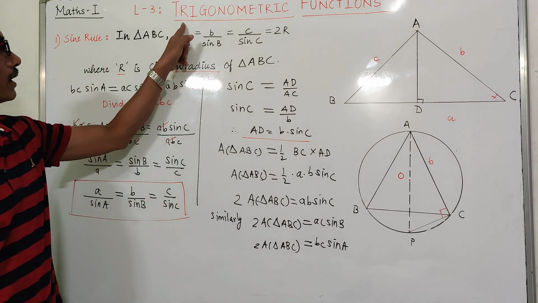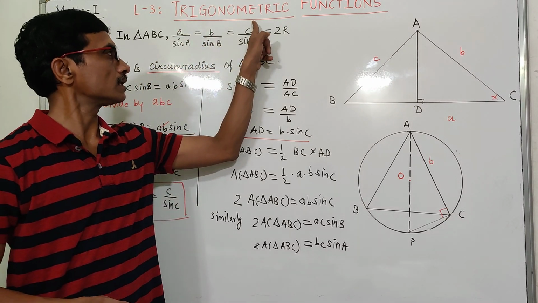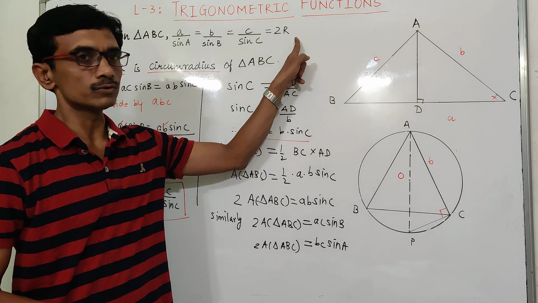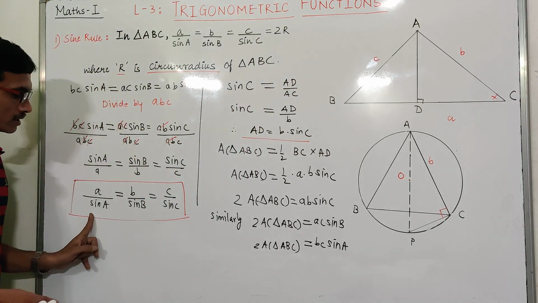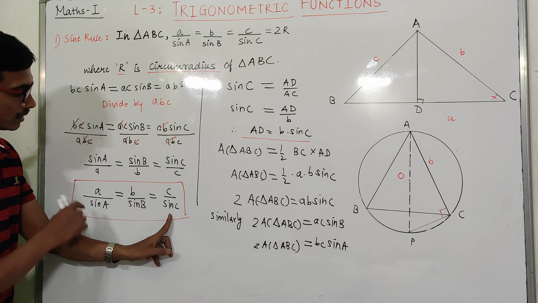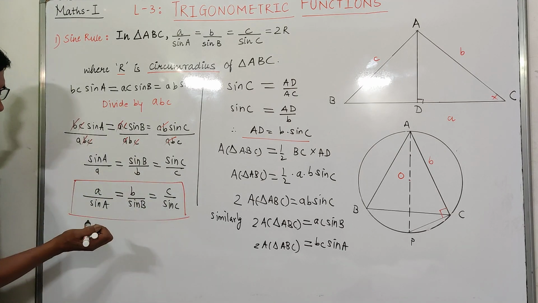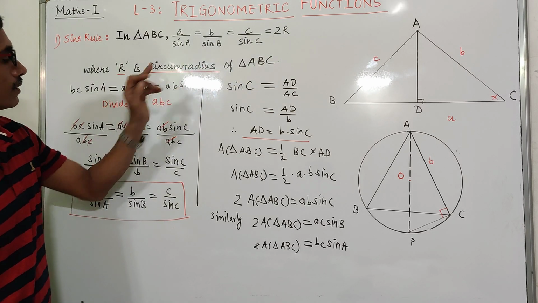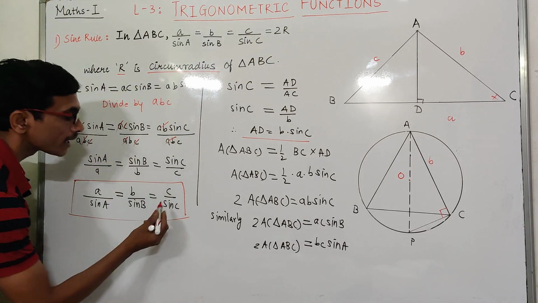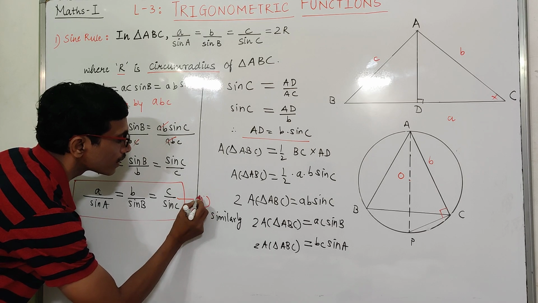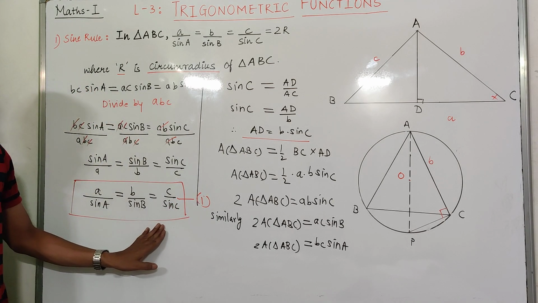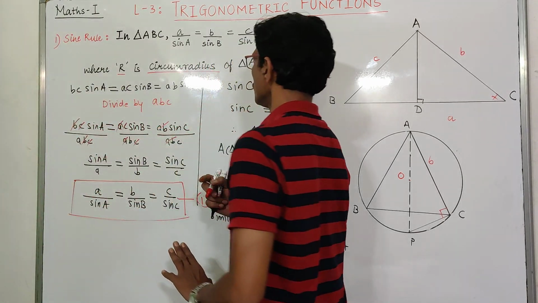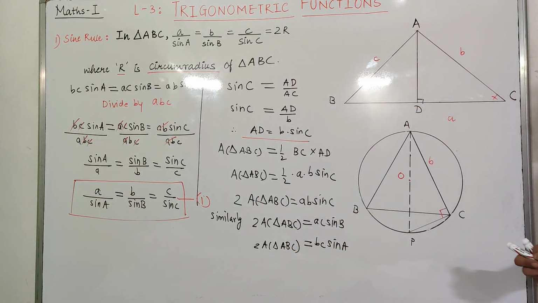We want to show a upon sin A, b upon sin B, c upon sin C are all equal to 2R, where R is the circumradius. So a upon sin A, b upon sin B, c upon sin C are equal, which is equation 1. Now further we want to show that each ratio is equal to 2R, where R is the circumradius.